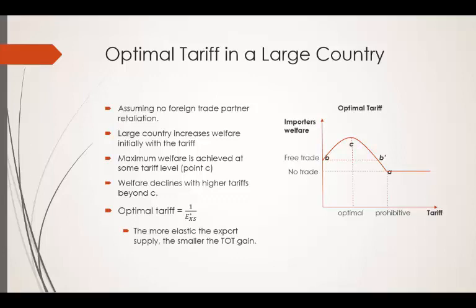To determine the tax rate that gives C, a concise formula is given by the inverse of the elasticity of the export supply function. So for example, suppose the export supply function has an elasticity of 2. Then the optimal tax rate is 1/2 or 0.5%. Elastic export supply functions therefore call for very small tax rates, whereas inelastic export supply functions require much higher tax rates for optimality.